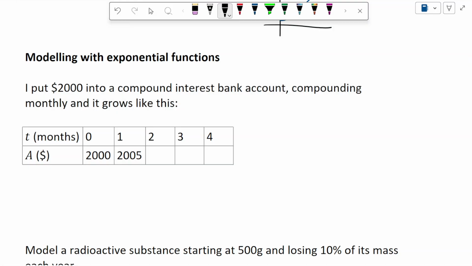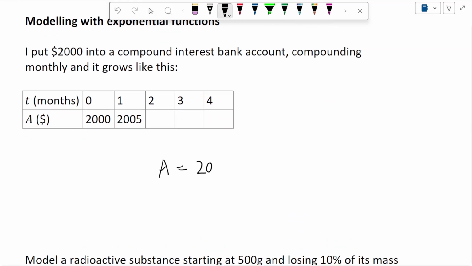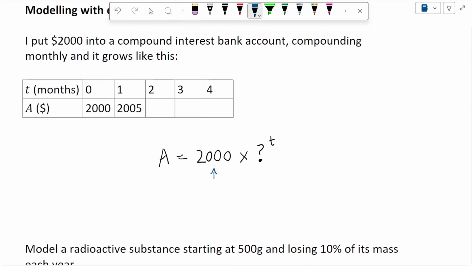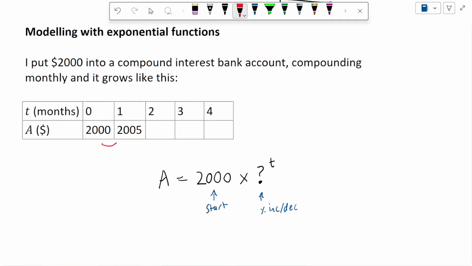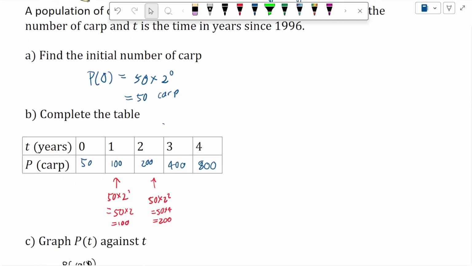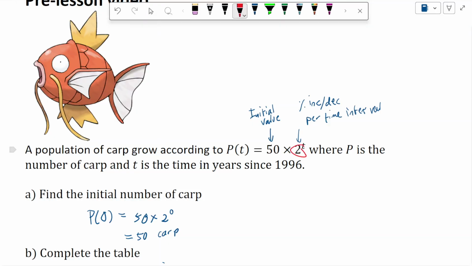So we've got A, the amount of money in my compound interest account, and it's going to be 2,000, so that's the starting value, times some mystery number to the power of t. And just as a reminder, that is the start value, and this would be the percent increase, decrease, or what I times it by each time. So basically, I need to figure out what I timesed by to get that. You'll notice with the carp question here, you were timesing by 2 each time, and that's how there was a 2 in the equation there.